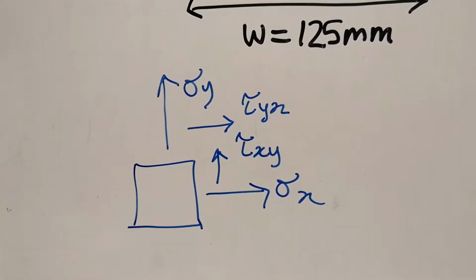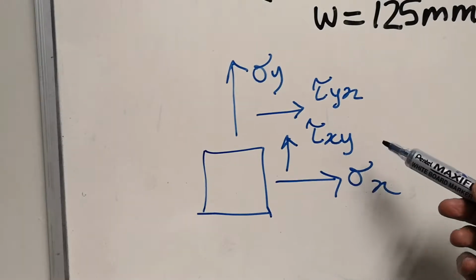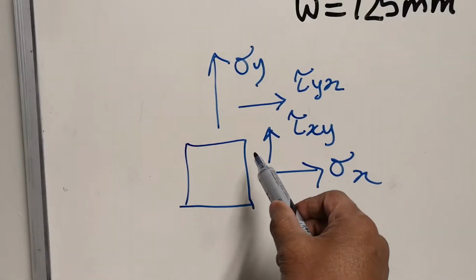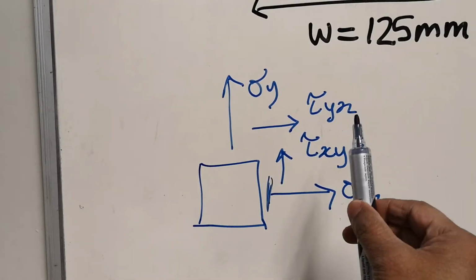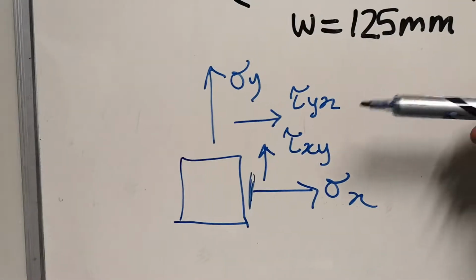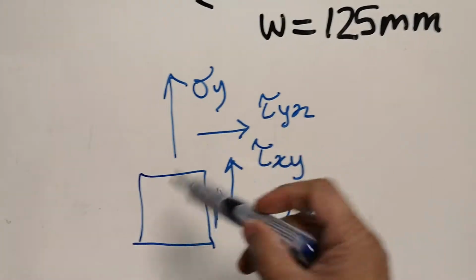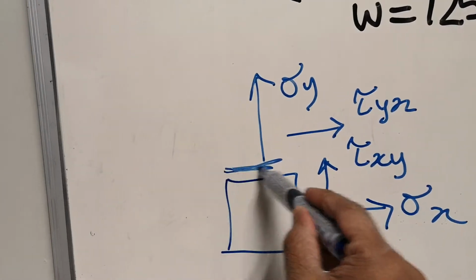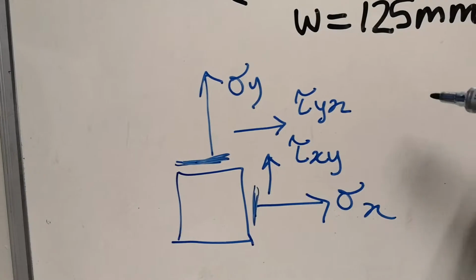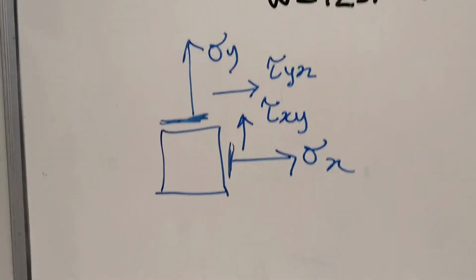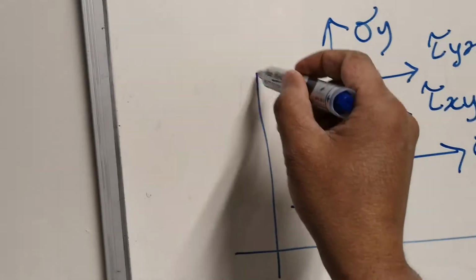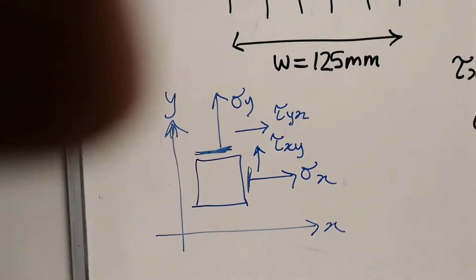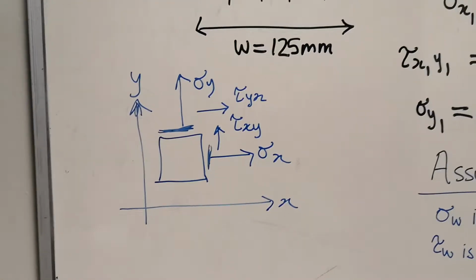Recall the basic sign convention. Tau xy means it is acting on the x face in the y direction. Tau yx, it's a bit different. It is acting on the y face, in the x direction. So this is your initial state, and obviously there's some coordinate system, an x and then a y. So that is your initial conditions, and then we assume there's a transformation.